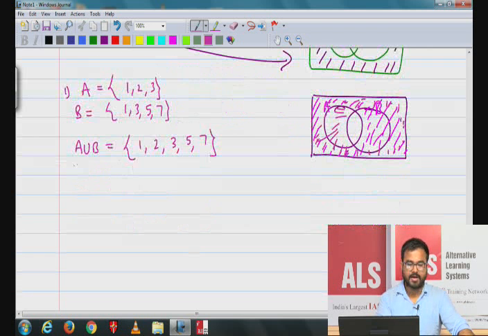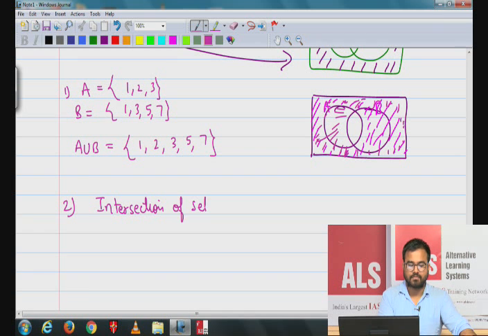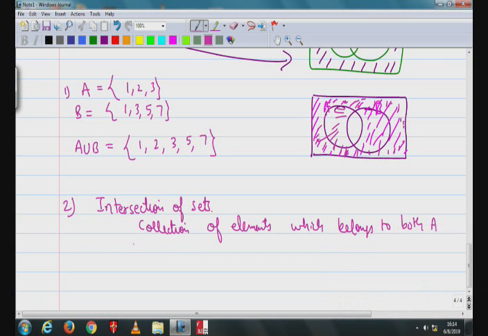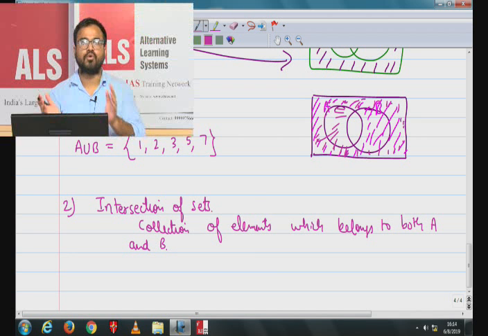Similarly, the second part is, this was the union of sets, it means total. Now it is the intersection of sets. So intersection of sets means a collection of elements. If there are two sets A and B, then intersection means the collection of elements which belong to both A and B. So basically the intersection means which is common to both the sets.